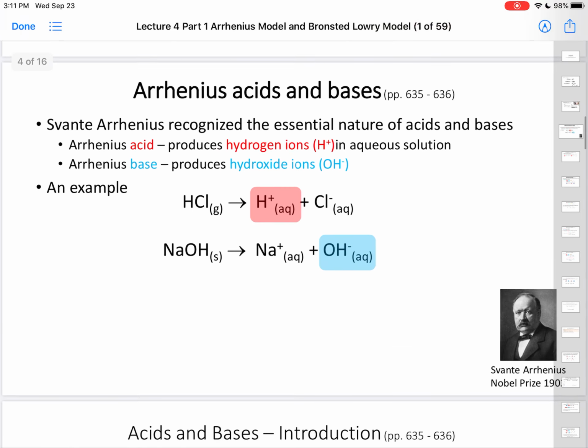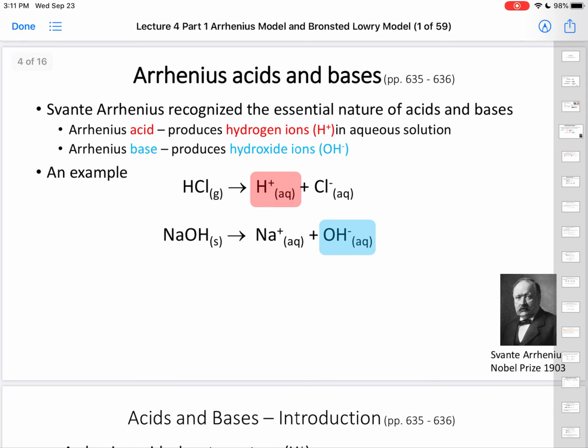All right. So the first model that we're going to cover is the Arrhenius model of acids and bases, and it was discovered by Svante Arrhenius, who recognized in the early 1900s, actually the late 1800s, the essential nature of acids and bases. He basically defined an acid as something that produces hydrogen ions, or H+, in an aqueous solution, and a base is something that produces hydroxide, or OH-, ions in an aqueous solution.